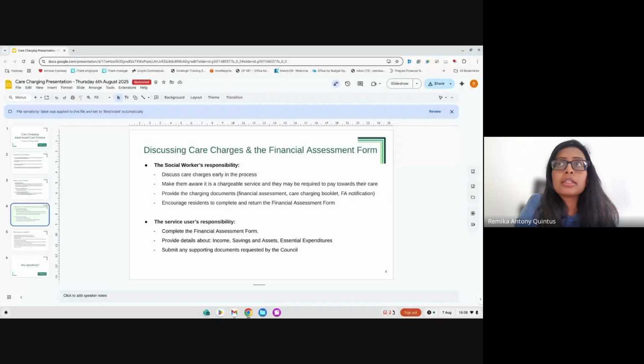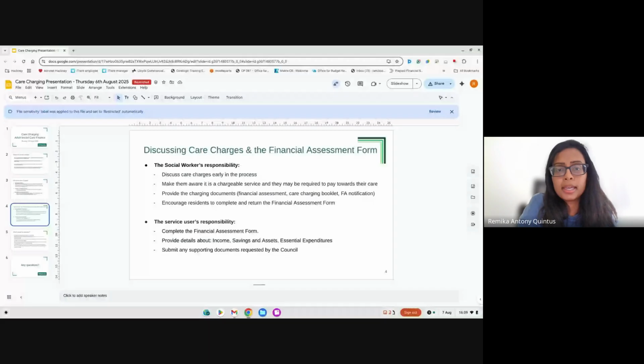Now I understand that it's not always easy to complete the financial assessment form, especially when they don't have a family member to support them. Sometimes they may not have the correct figures or they're not sure how much they receive on a weekly basis. We get many of those cases, to be honest, and it's completely fine.